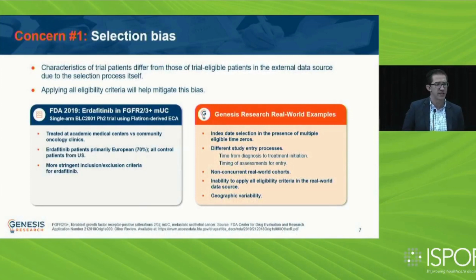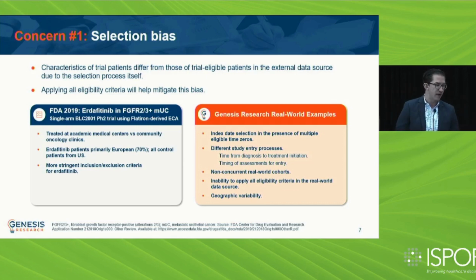The first concern that Jen mentioned is selection bias, and in particular, this is when characteristics of trial patients differ from the real-world patients due to the selection process itself. We can try to mitigate this by applying all of the eligibility criteria from the trial to our real-world data, but of course this is only going to mitigate the concerns.